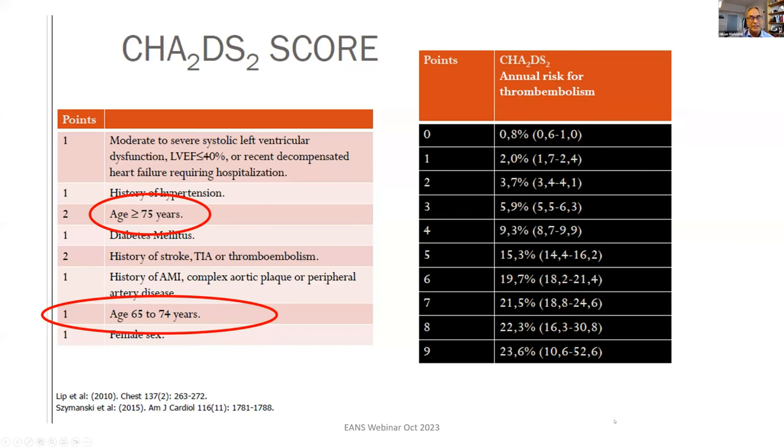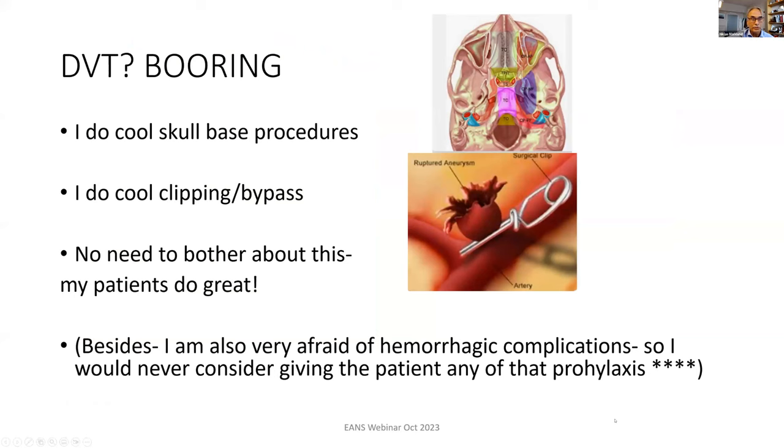You may consider this so boring, since you all want to do cool skull base or clipping or whatever. And why should I bother about this? My patients do great. But as you know, not least in TBI, if you get a DVT or particularly pulmonary emboli, that's morbidity and a lot of mortality as well. And it seems that many neurosurgeons are truly afraid of giving anything that will impair coagulation to these patients. But I hope I can guide you when to give patients prophylaxis against DVT and pulmonary embolus.